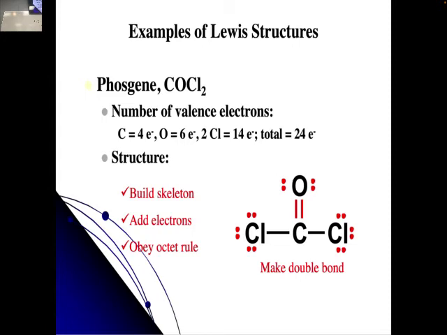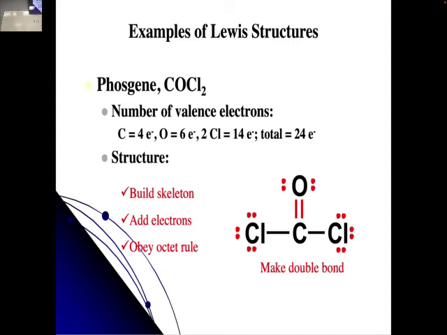So now if I add everything up, everything has an octet. So if I look at this, it's got 2, 4, 6, 8, 2, 4, 6, 8, 2, 4, 6, 8, 2, 4, 6, 8, and everything is good. We're happy to go, right? All right. So we've obeyed the octet rule. We've just built a Lewis dot structure for phosgene.